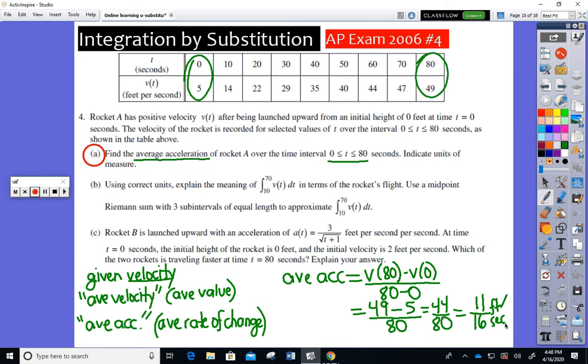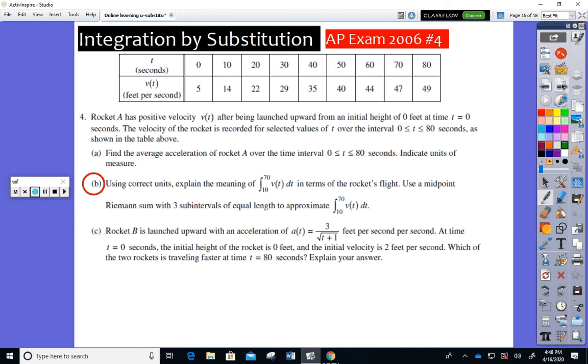It's not that difficult. It's just a matter of reading the problem and recognizing how it connects to what we've been doing this year. All right, so now it wants to know still about rocket A. And it says, using the correct units, explain this. Well, if I integrate velocity, the antiderivative of velocity is position. So that would be the accumulated position. If I accumulate velocity, which is a rate, I'm going to accumulate position from t equals 10 to t equals 70.